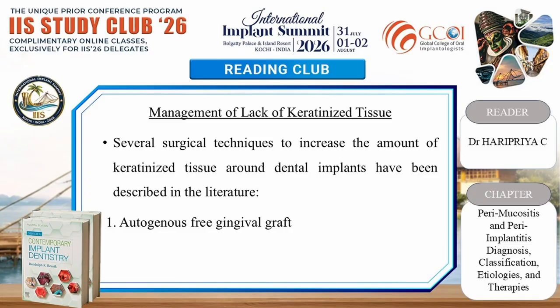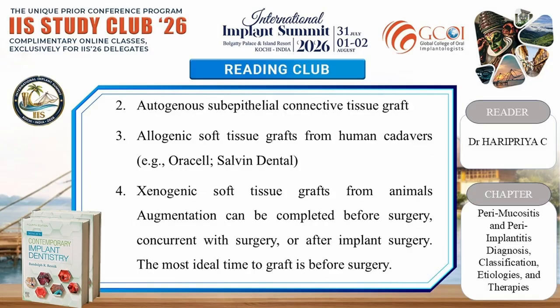Several surgical techniques to increase the amount of keratinized tissue around dental implants have been described in the literature. First, autogenous free gingival graft. Second, autogenous subepithelial connective tissue graft. Third, allogenic soft tissue graft from human cadavers. Fourth, xenogenic soft tissue graft from animals. Augmentation can be completed before surgery, concurrent with surgery, or after implant surgery. The most ideal time to graft is before surgery.